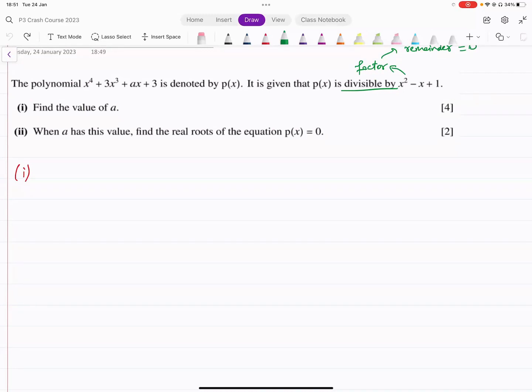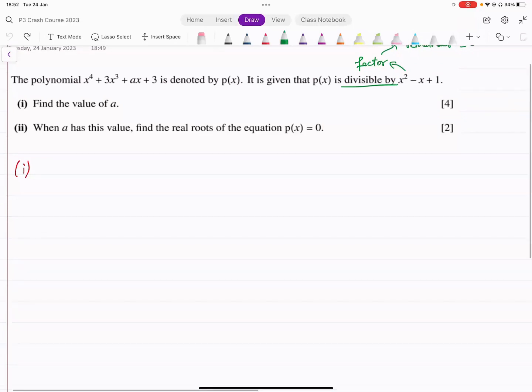Now, how do you find the remainder? Can we use the remainder theorem here? Remember, the remainder theorem can only be used when the divisor is linear. Is this linear? It's not. It's x squared minus x plus 1. It's a quadratic expression, so we cannot use the remainder theorem here. What can we do then? We can do long division.